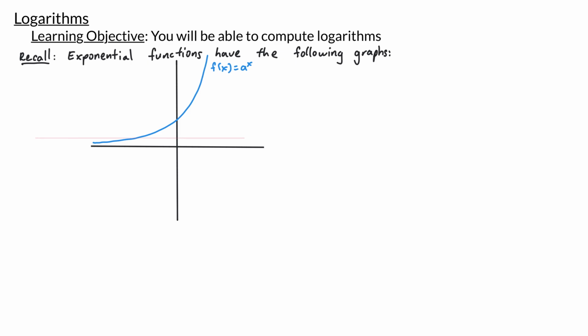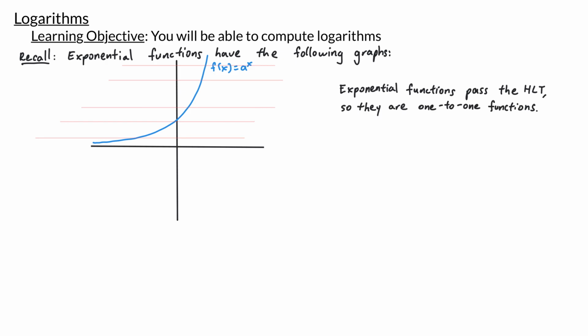If we draw horizontal lines through our graph, we see that each of these horizontal lines will cross our graph just once. So again, exponential functions pass the horizontal line test, which means they are one-to-one functions, and what we learned is that one-to-one functions have inverses. Their inverses are what we call logarithmic functions.